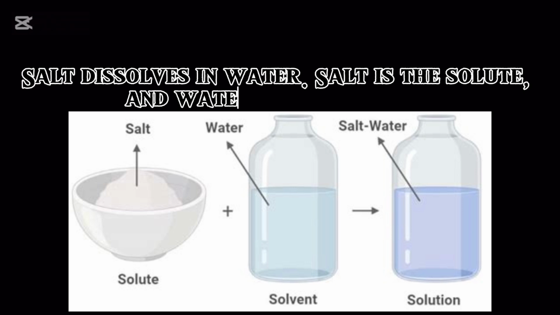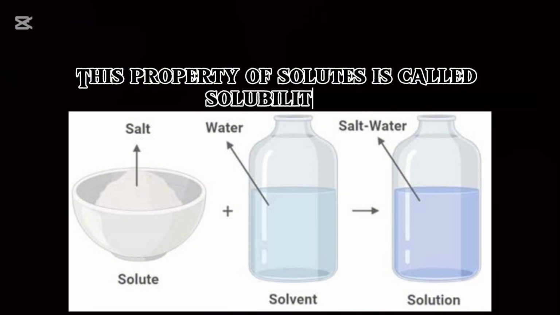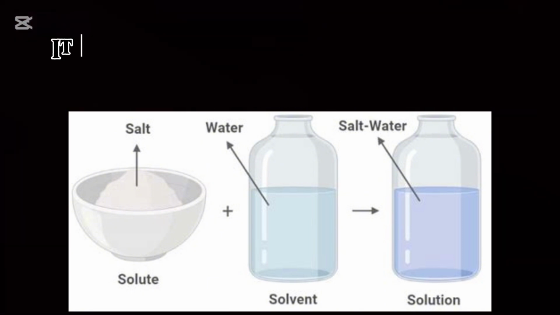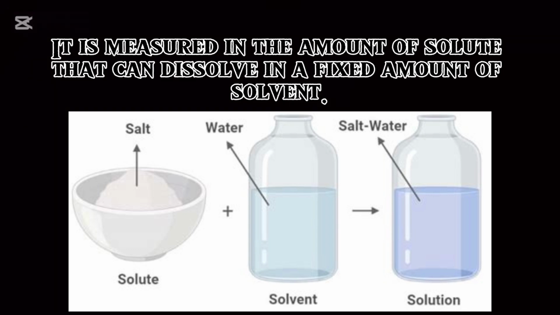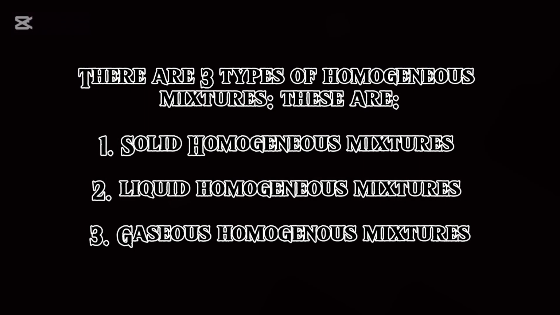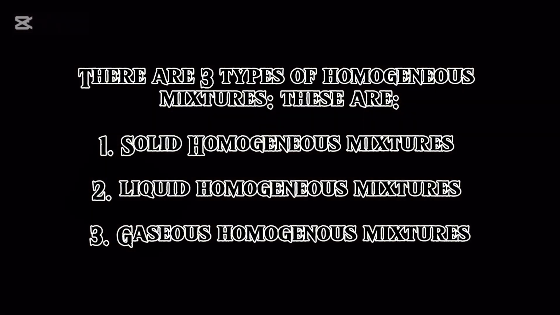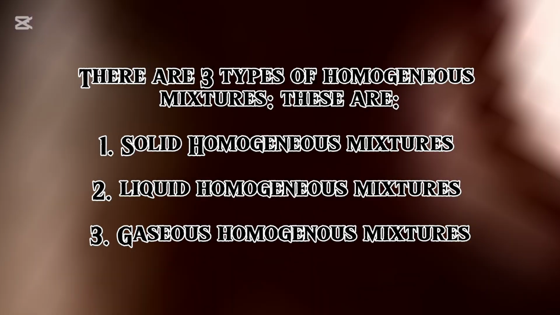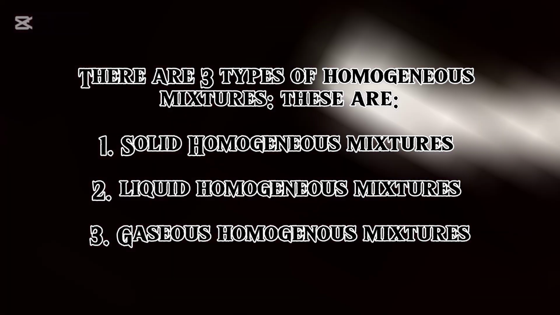Salt dissolves in water. Salt is the solute, and water is the solvent. This property of solutes is called solubility. It is measured in the amount of solute that can dissolve in a fixed amount of solvent. There are three types of homogeneous mixtures. These are: Point 1. Solid homogeneous mixtures. Point 2. Liquid homogeneous mixtures. Point 3. Gaseous homogeneous mixtures.